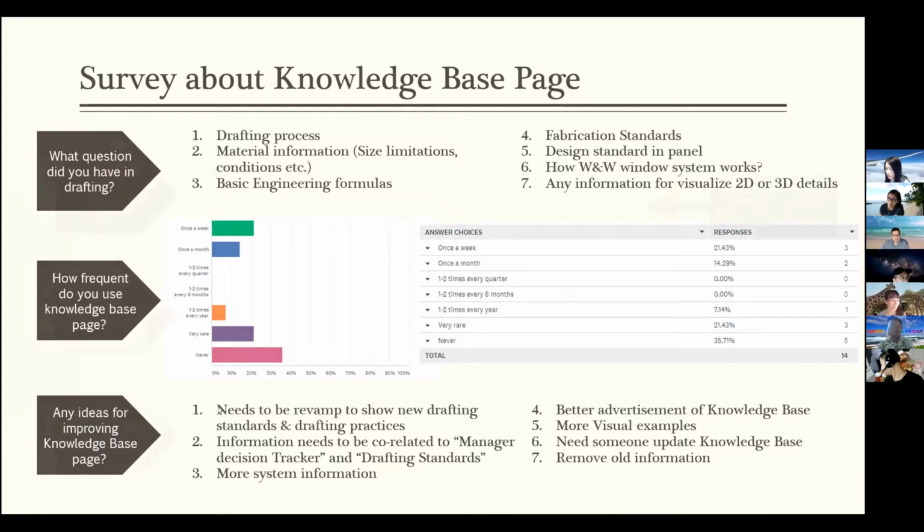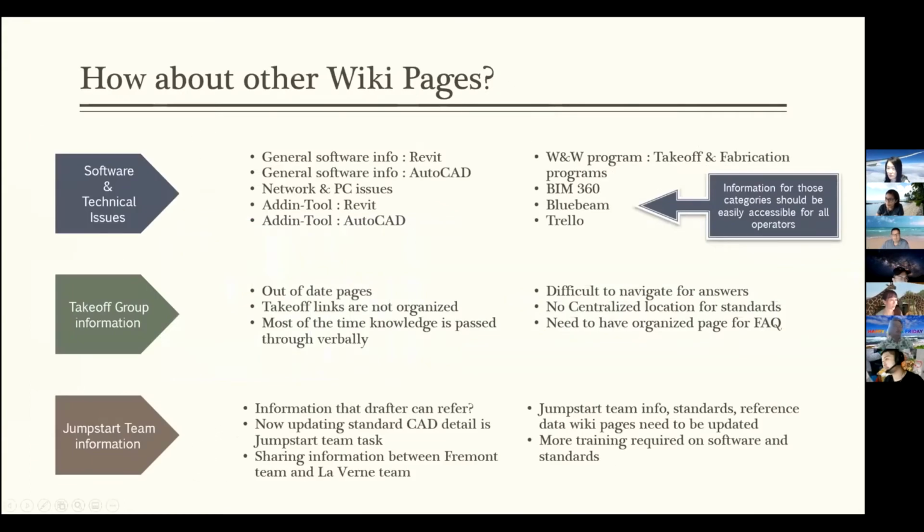Next slide, please. And Ryan is going to talk about the wiki. So what about the other wiki pages? We started to compile our current wiki pages into 3 categories: software technical issues, takeoff group information, and Jumpstart information. In software technical issues, we're missing pages that could be useful for frequently asked questions, such as in areas of Revit, AutoCAD, maybe even how to navigate through Trello or BIM 360. Not necessarily missing pages, but pages are in different areas that can be hard to find.